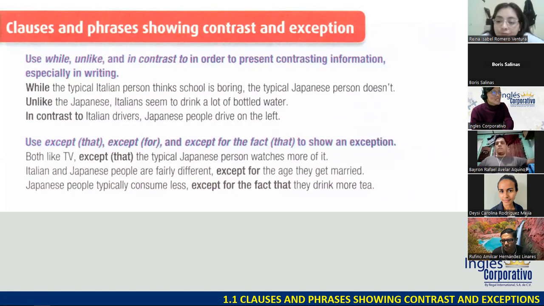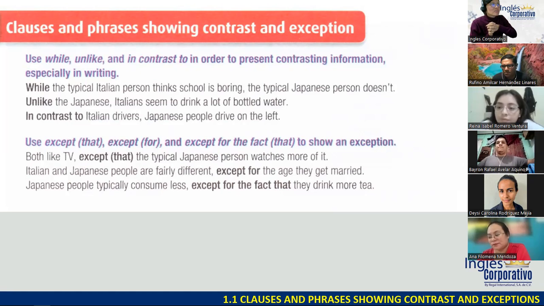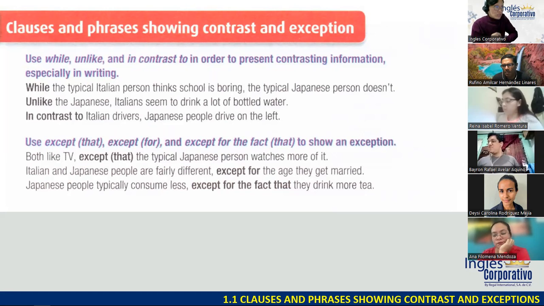Exactly. We were saying that when we have a clause, generally we'll be able to find a subject and a verb, those two important things. And as you were saying, we can have two different types of clauses: dependent clauses and independent clauses. It was very interesting to identify which is which. And I was saying also that generally these words that we were studying yesterday, while, unlike, and in contrast to, will go with a dependent clause.